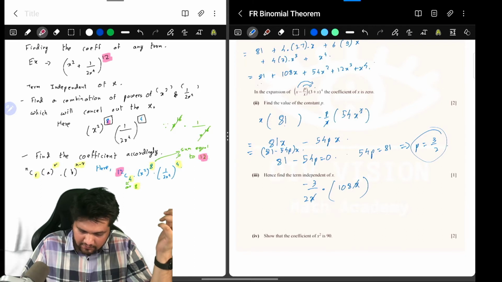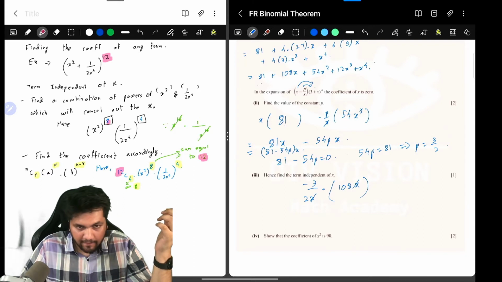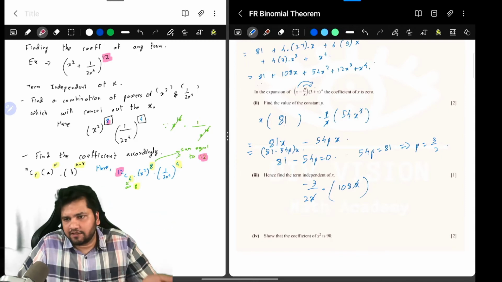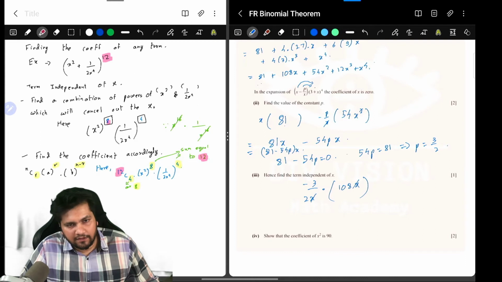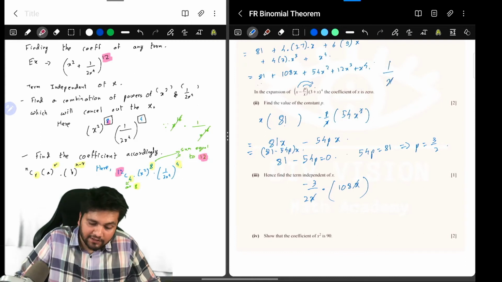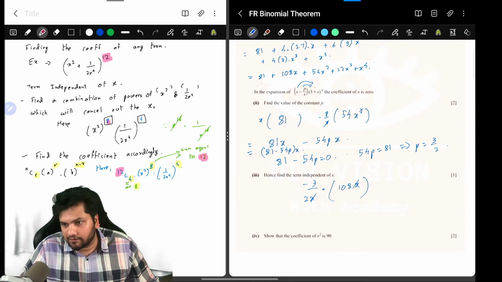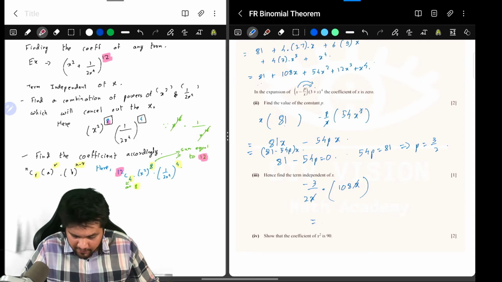So for this, to find the term independent of x, we won't multiply x with anything. We won't multiply because x into anything won't give me any term independent of x. If there would have been 1 by x or something like that, we would have considered. But here we won't. Correct? Everyone, are you getting it? So this is nothing but minus 162. Done.